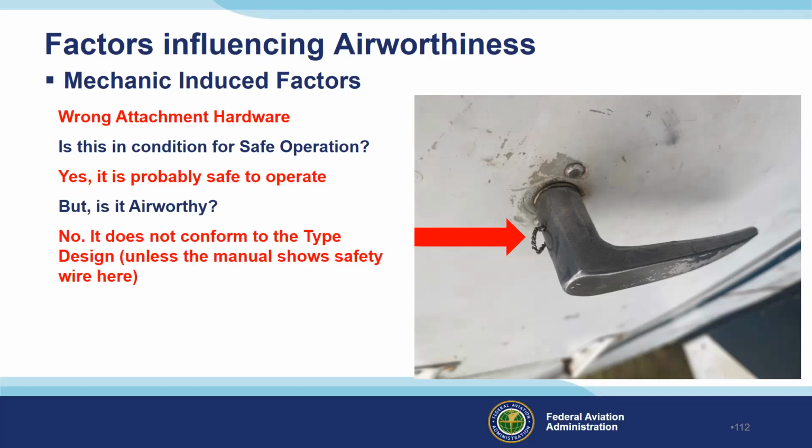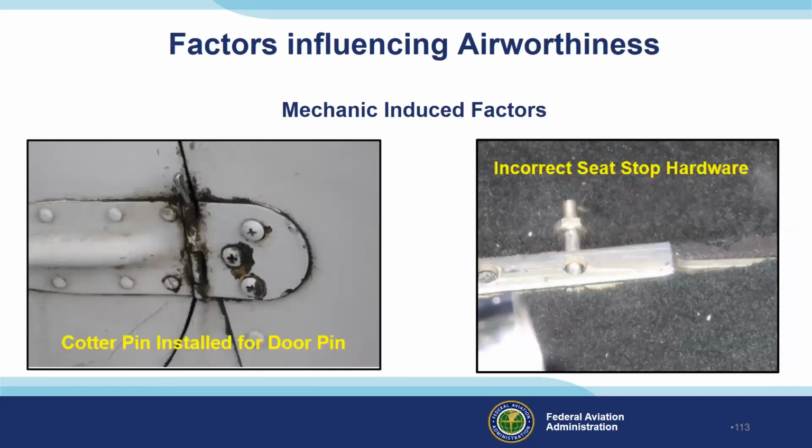But is it airworthy? No, because it does not conform to the type design, unless the manual shows some safety wire here. So it's not airworthy. It fails the test of conformance to type design. You know, if you start allowing the substitution of hardware, where does it stop? There's a cotter pin installed on the door, and on the right is incorrect seat stop hardware.